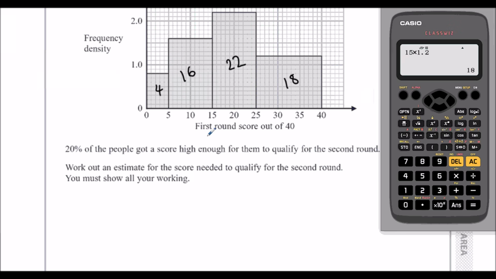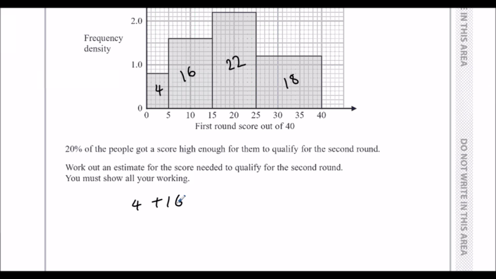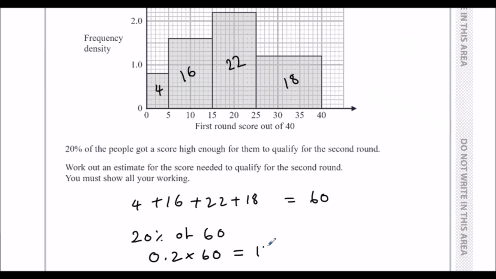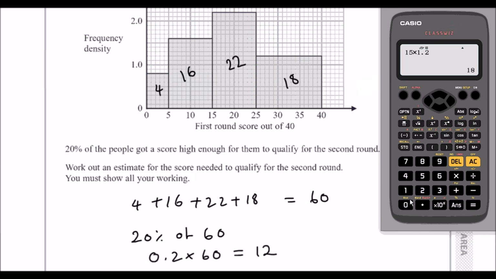So how many people do we have? 4 plus 16 plus 22 plus 18. So 4 and 16 make 20. 22 and 18 make 40. So that's 60 people. 20% of them got a score high enough to qualify. So 20% of 60. So 0.2 times 60, that's 12 people. Remember, you can always use the calculator at any stage.